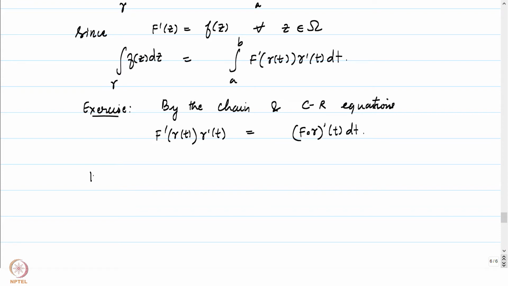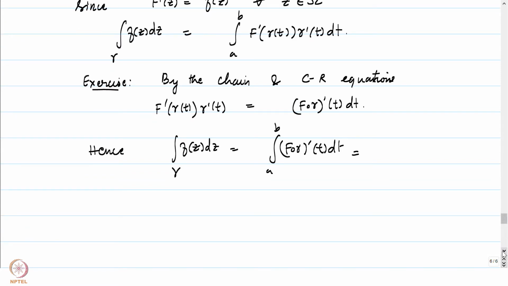And therefore, the integral of f(z) dz over gamma is just going to be equal to the integral of f composed with gamma times gamma prime(t) dt, and this can now be deciphered by using the first fundamental theorem of calculus proved in the real analysis setting, which will tell us that this is equal to f(gamma(b)) minus f(gamma(a)), which is equal to f(z1) minus f(z0).